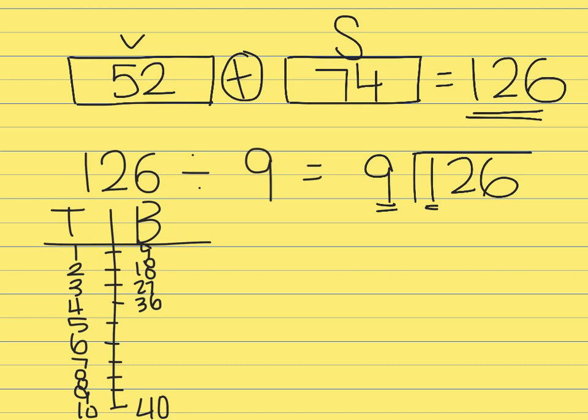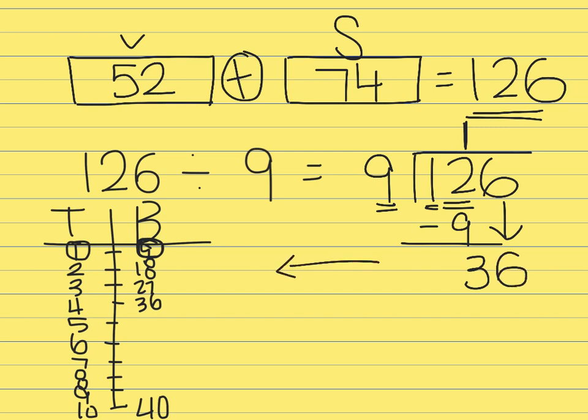Take a look at the first number. Can I take 9 away from my 1? The answer is no. Then I take a look at 12. How many times can I take my 9 away from 12? I go back to my top and bottom chart. 9 is closest to 12 without going over. Putting 1 on the top, 9 on the bottom, subtract. Then I have 3. Bring down my 6.